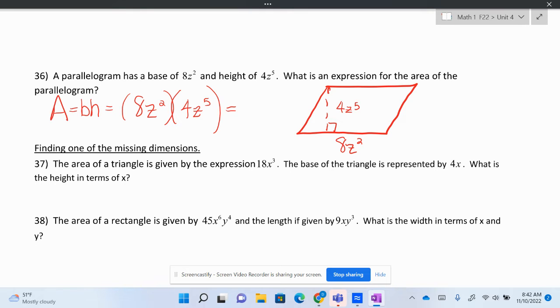So someone who hasn't gone, who wants to share what they think? 32. Who was that secret speaker? Was that you, McKinley? So 8 times 4 is 32, not 37. Sorry. How did you get z to the 7th? Good job. 2 plus 5 is 7. So 32z to the 7th square units. I don't think I put that on that last one. Okay.